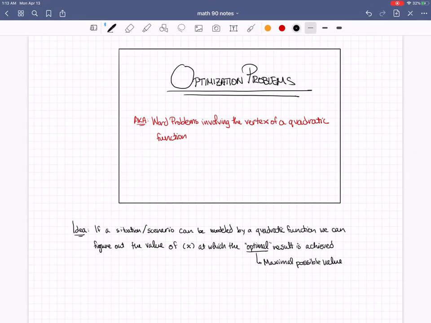But you can imagine a situation where it can be the minimal possible value. So again, for our purposes, it'll almost always be the max, but it can be the min too. It's just not something we see a lot of.